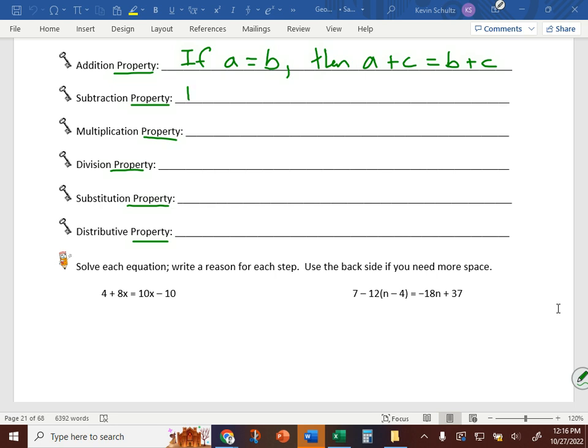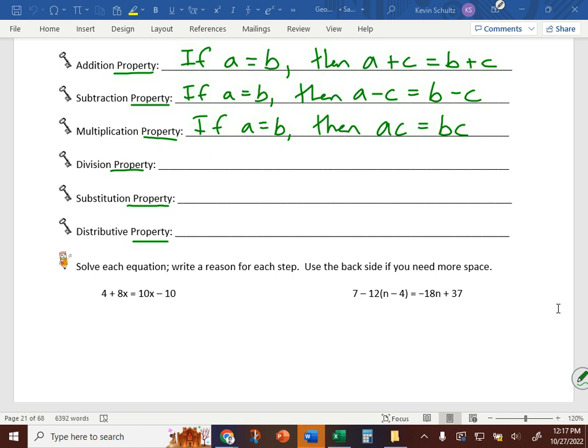Subtraction property, you can probably guess. If A equals B, then A minus C equals B minus C. You can subtract the same thing from both sides of an equation, and the value is not going to change. Okay, you're taking the same thing away. The multiplication property, if A equals B, then A times C equals B times C. If you have two things that are equivalent and you multiply them by the same value, they're still going to be the same thing. Yes, Damien?